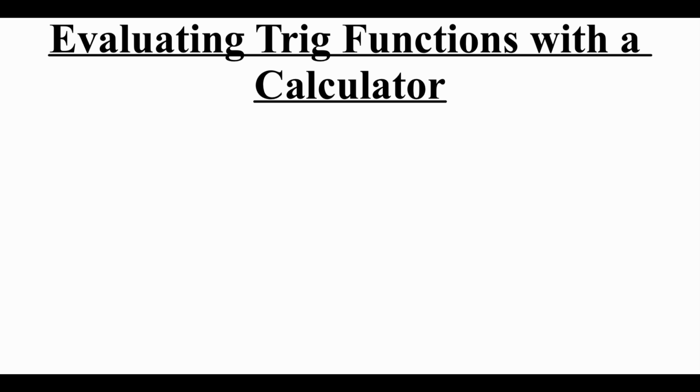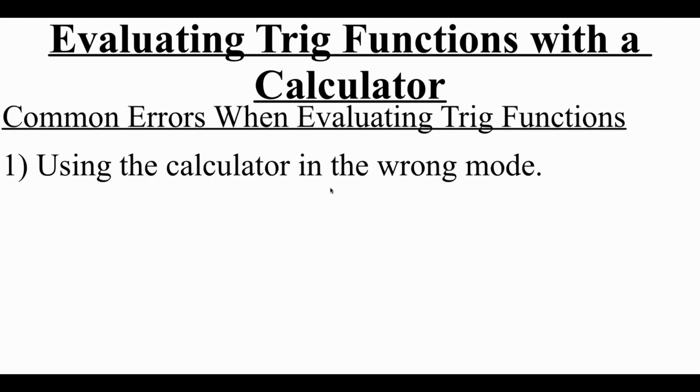Now, if you make a mistake, sometimes you're going to be lucky enough for your calculator to display an error message. But in most cases, you're going to see an answer that you might assume is correct, but is actually an incorrect answer. So it's important to know some of the common errors when you're evaluating trig functions using a calculator. And the first one that we run into a lot is that we're using our calculator in the wrong mode. So that means calculating things in degrees versus in radians, or vice versa.